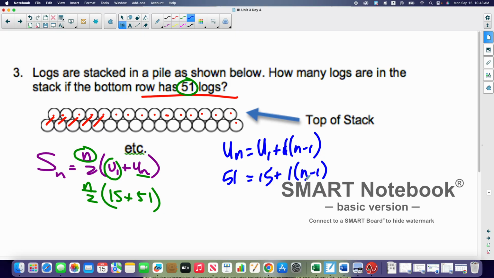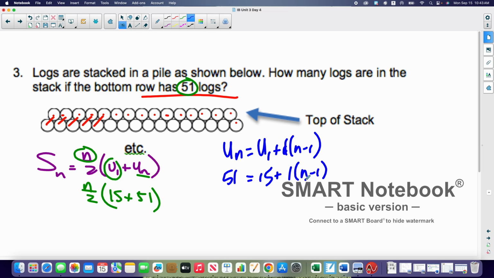Okay? Yes, sir? Un just stands for the last term, or whichever term I'm looking for. I want to know the last one because if I'm counting from the top, that's the first row, the second row, third row. I'm counting downward. I need to know what row this is.